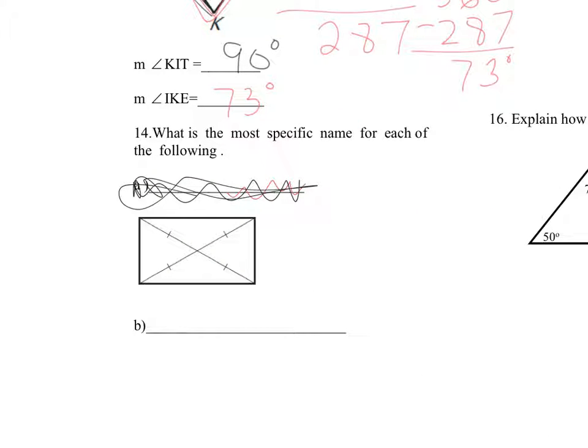Number 14, what is the most specific name for the following? Now, a couple things here though. It is a rectangle, but it's not just because it looks really close to a rectangle. Because of the markings on the diagonals, it tells you that that diagonal is congruent to that diagonal, and that's true for a rectangle. Now, because it's true for a rectangle, it would be true for a square, but there's nothing else in this shape that would tell you it's a square, just that you can go as far as it's a rectangle. All right.